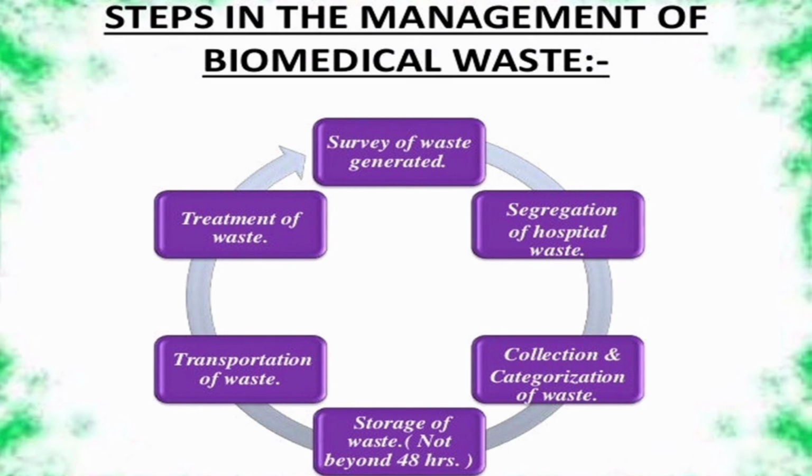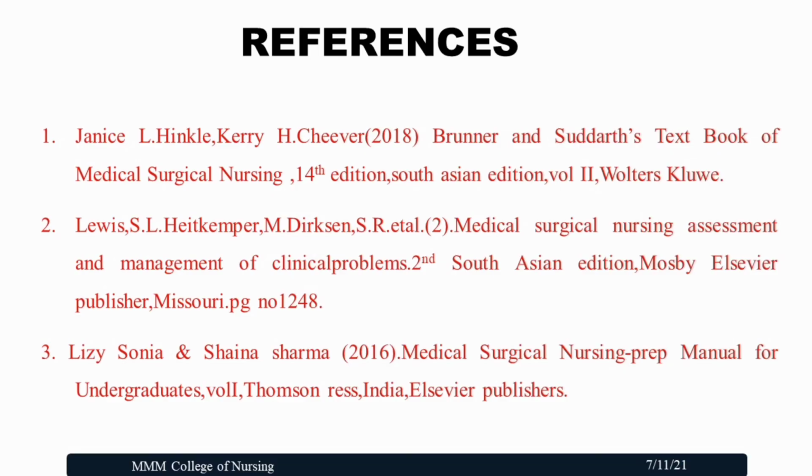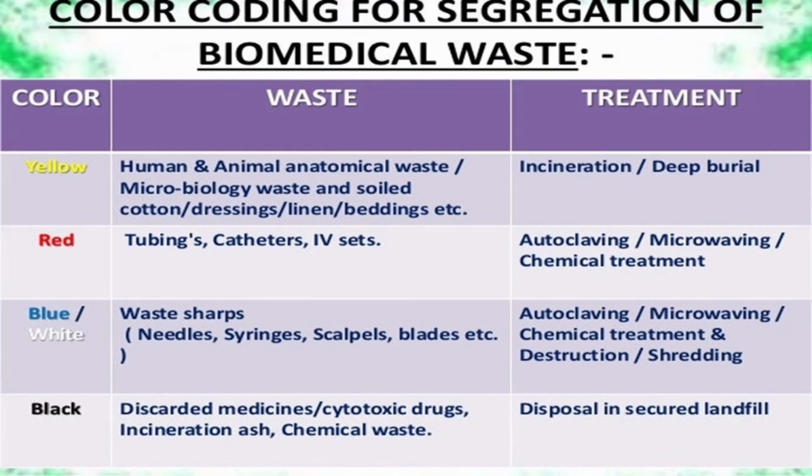Next, we'll move on to the steps in the management of biomedical waste. The first step is survey of waste generator. The second step is segregation of hospital waste. The third step is collection and categorization of waste. The fourth step is storage of waste, not beyond 48 hours. The fifth step is transportation of the waste. The sixth step is treatment of the waste.